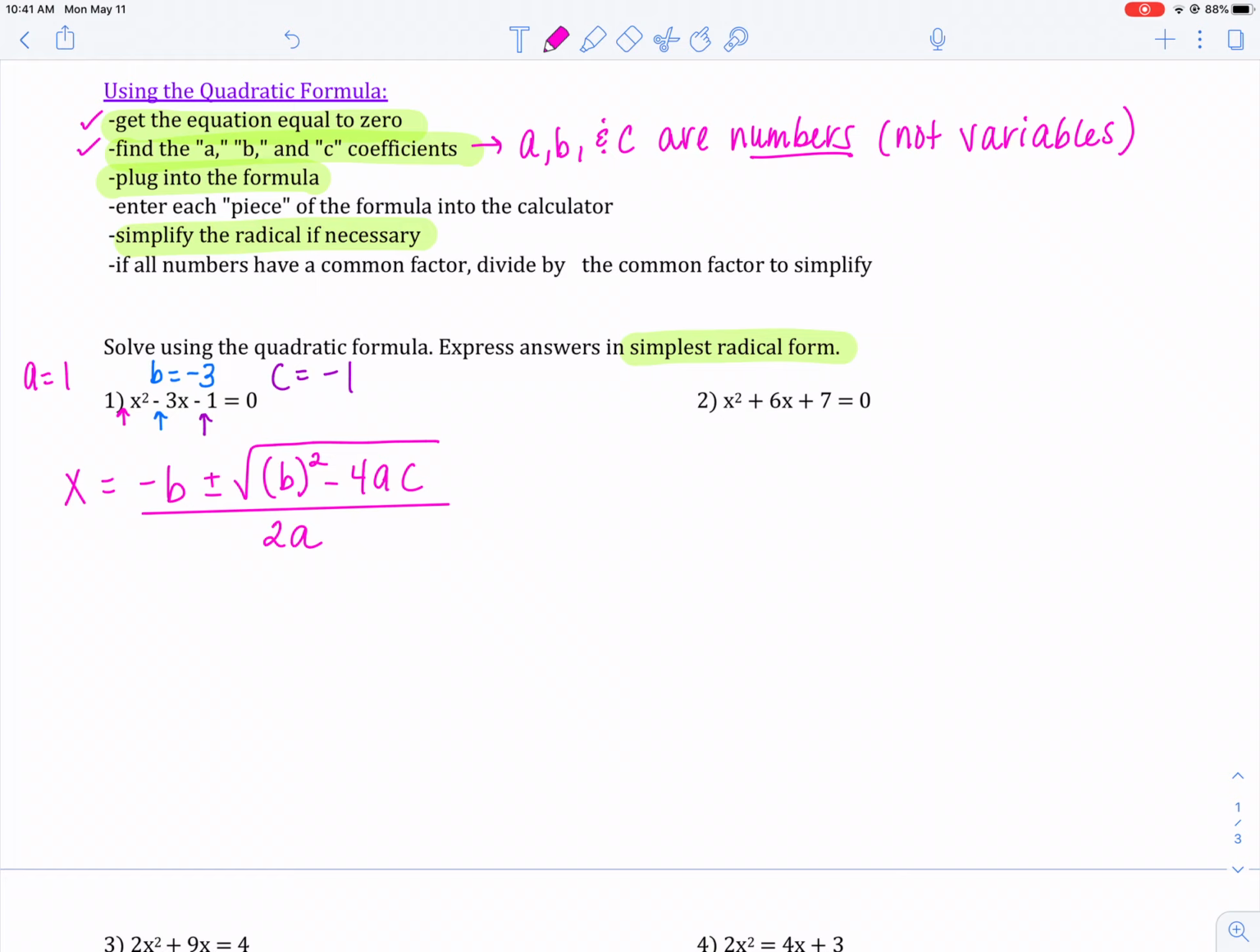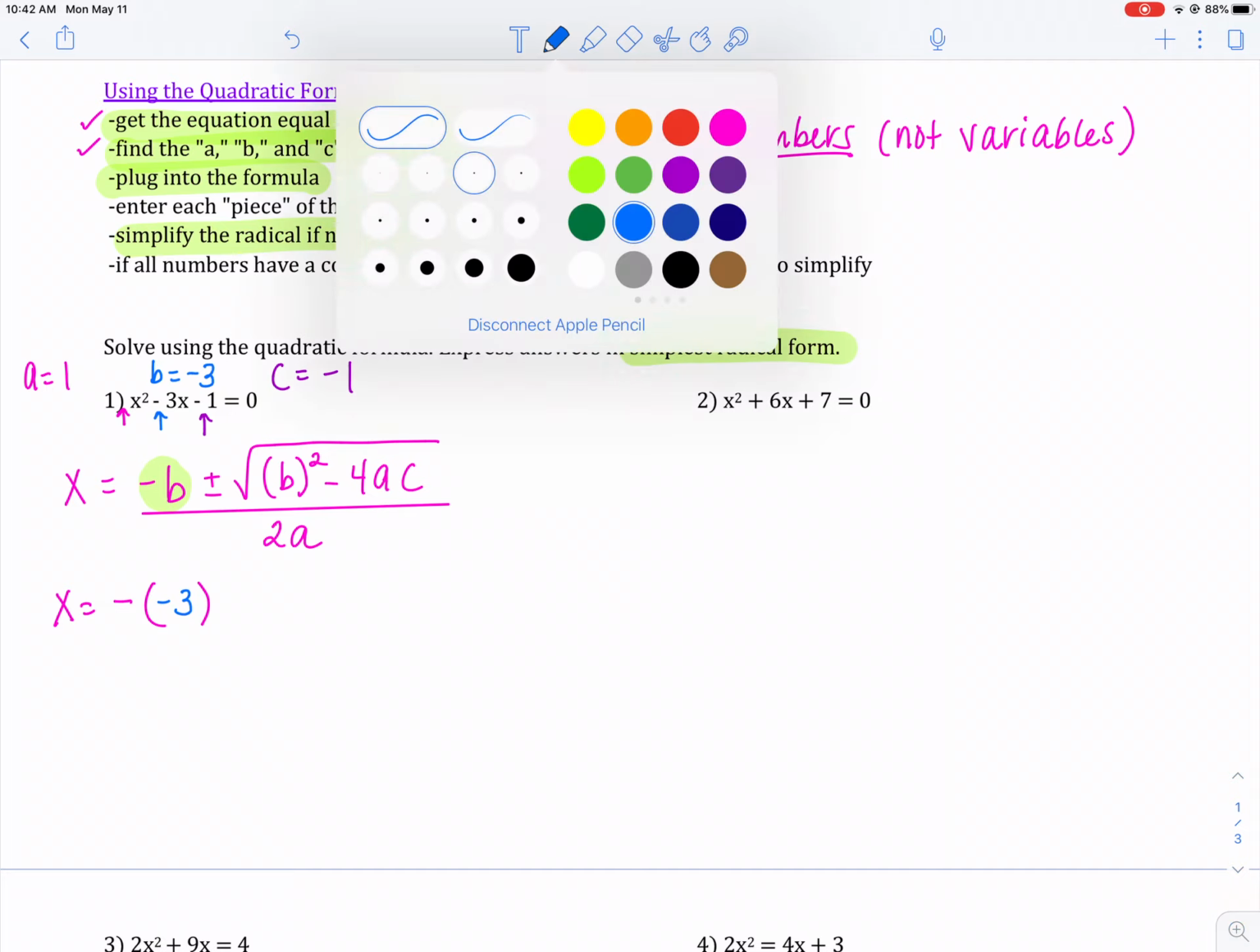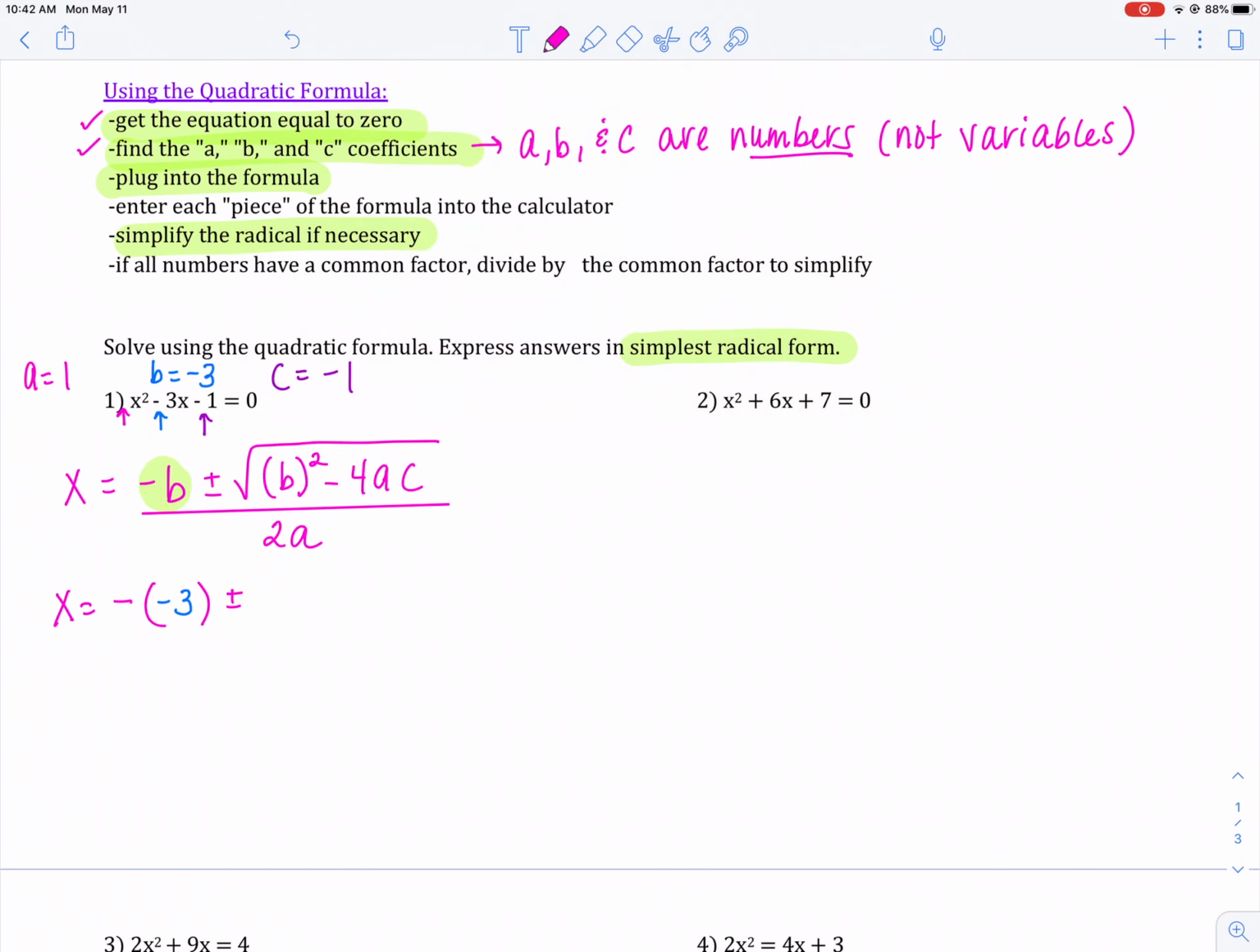So now, I want you to take note of the first thing that's happening to the b value. Does everybody see this? This b value, what's happening to it? It's being negated. So here, what's my b value? My b value is going to be negated, but what am I actually plugging in for b? Up top, it was a negative 3. Okay, does everybody see that? So I have to negate the negative 3. Then I'm going to do plus or minus my square root.